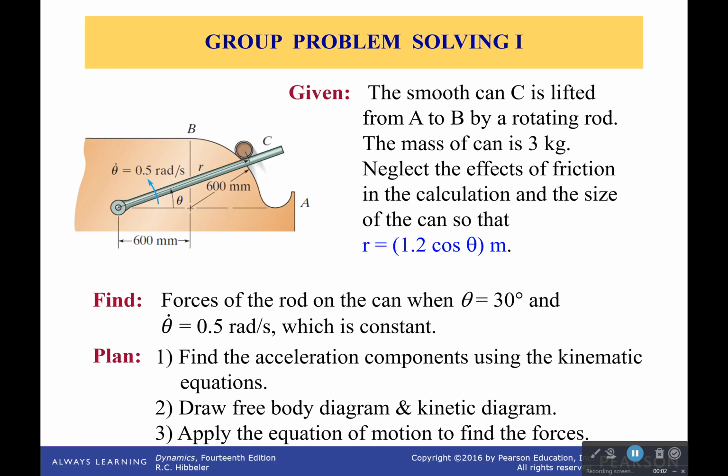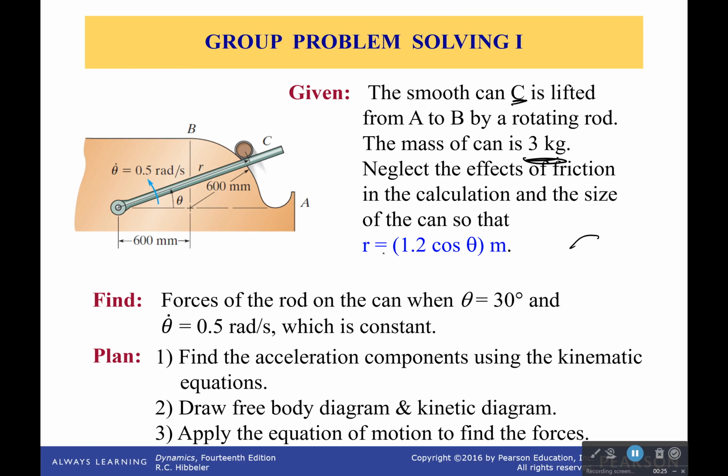Hello everyone, welcome back. So, let's check out this problem. What do we have here? Well, we have a smooth can C that is lifted from A to B by a rotating rod. The mass of the can is 3 kilograms. Now we're going to neglect the effects of friction, most likely because this is a can and it'll be rolling. And we're not going to worry about the size of the can.